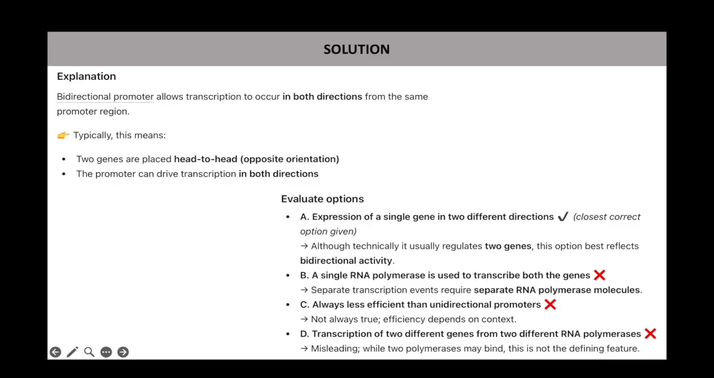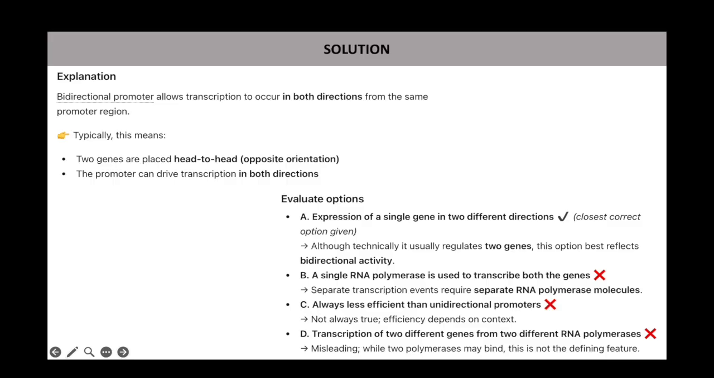D is transcription of two different genes from two different RNA polymerases. So in this case, option D will be our correct option. Even though option A is also slightly correct, the entire statement does not describe what it should, so it will be wrong in this case. B is also wrong. C is also wrong. So option D is the correct answer.